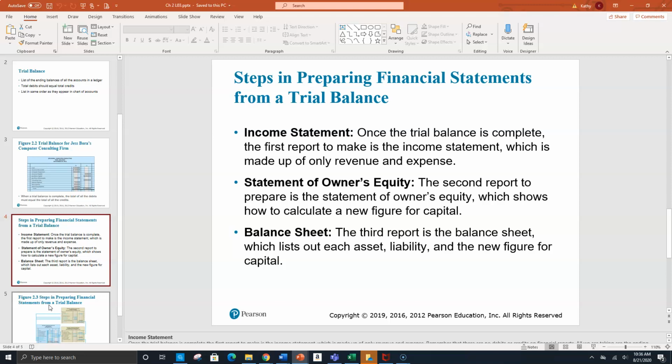Okay, steps in preparing financial statements from a trial balance. First, you always have to do the income statement. Once the trial balance is complete, the first report to make is the income statement, which is made up of only revenue and expense accounts.